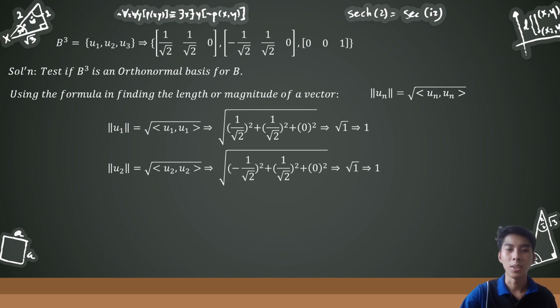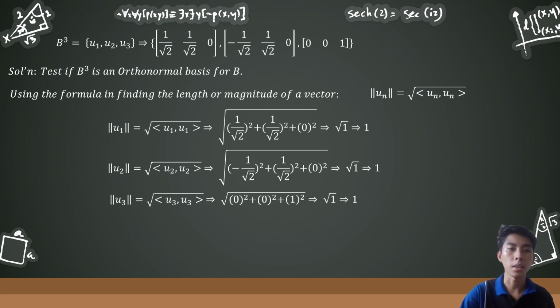Thirdly, we need to test if the unit vector of u sub 3 is equal to 1. The unit vector of u sub 3 is equal to the square root of the inner product of u sub 3 and u sub 3, which equals the square root of 0 squared plus 0 squared plus 1 squared. 0 squared is 0, plus 0 squared is 0, plus 1 squared is 1. So we have the square root of 1, which equals 1.